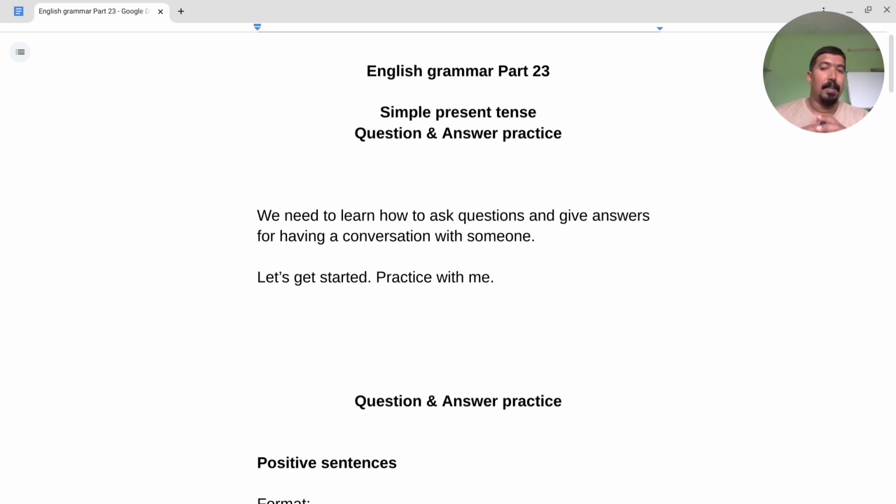So let's get started. Simple present tense question and answer practice. For those who have missed out on the previous classes, I will give a quick revision on simple present tense so that you will get an idea what we have been learning in the last few classes. So simple present tense is used to talk about habitual actions and any actions that we repeat, something that we do on a daily basis or on a weekly basis, etc. So the real life application of simple present tense is talking about someone's habitual actions or your own habitual actions, and talking about something that you do in a repetitive manner.